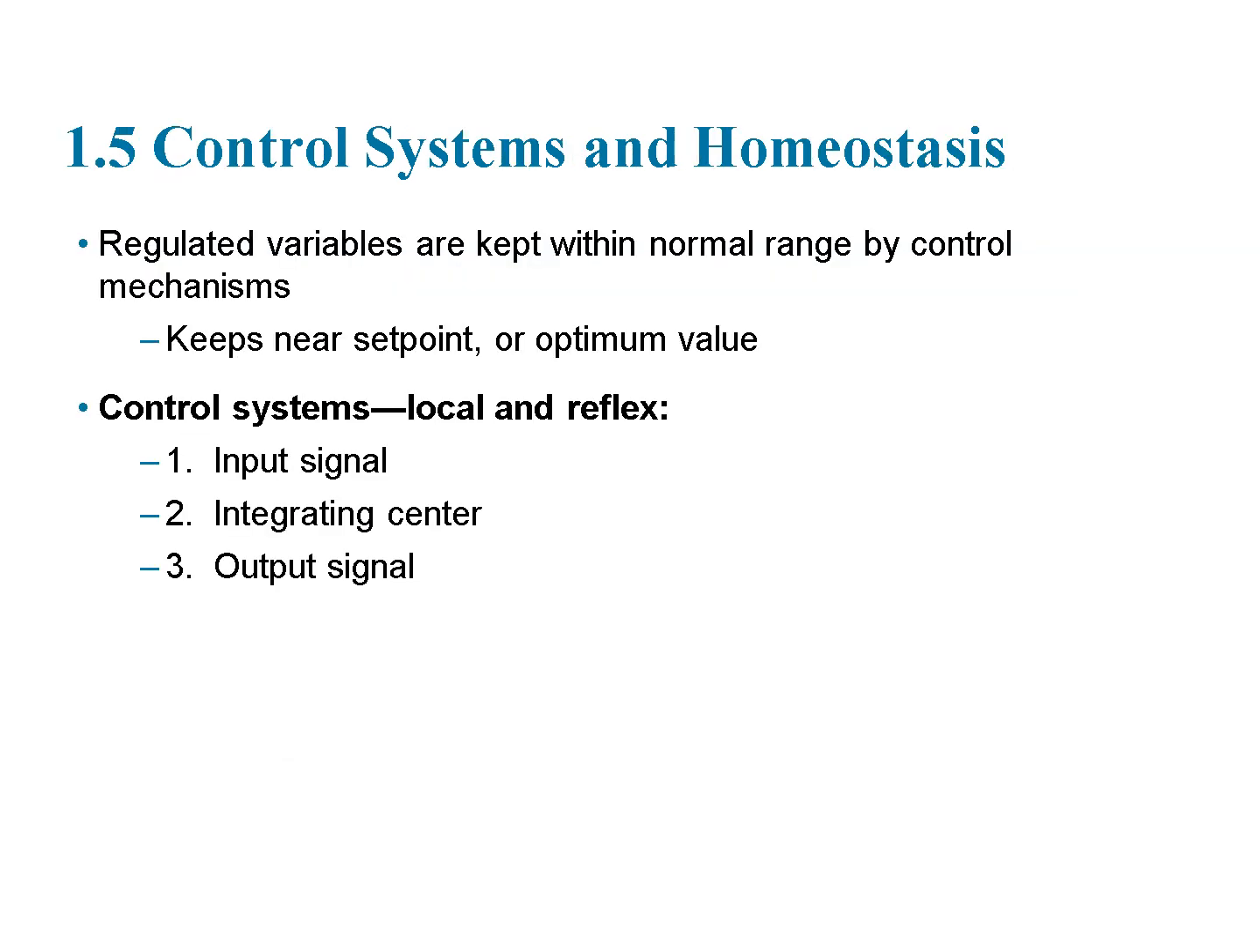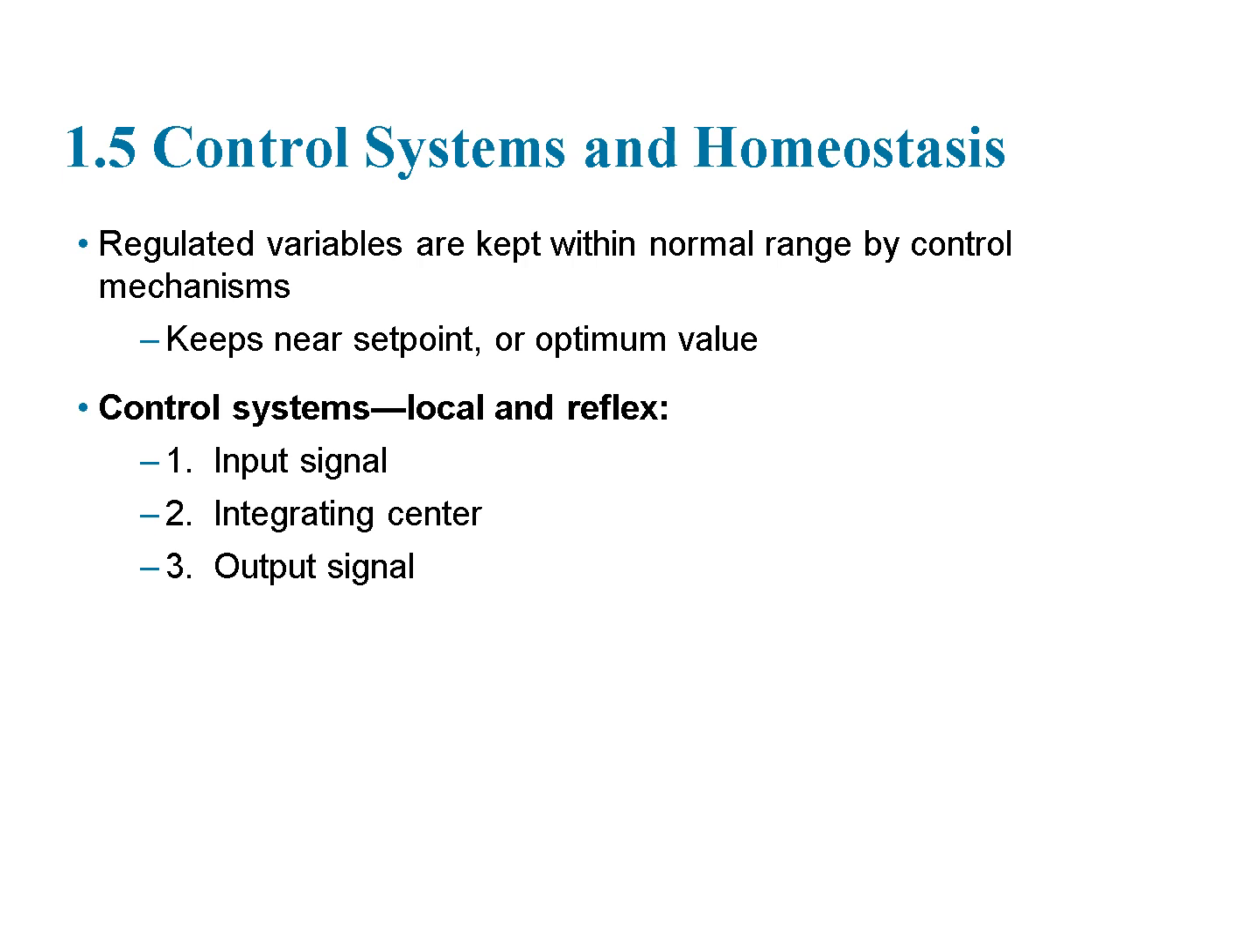The body maintains balance through control systems because keeping things like temperature, blood pressure, and pH stable is a big deal. At the core of it, control systems are all about regulating variables within a normal range. Think of it as your body aiming for a sweet spot, or what we call the set point.